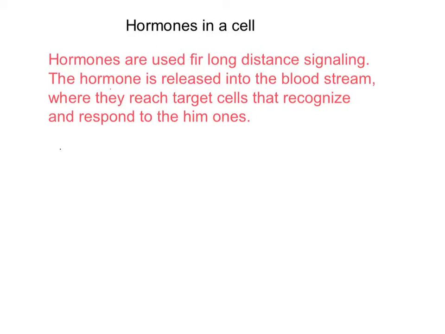You'll also later be asked about hormones in a cell. Hormones are used for long distance signaling, and the hormone is released into the bloodstream so that it can reach its target cells, which collect the information and then respond to the hormones in whatever manner, whether it means that you're starting to become a woman, a man, or you're just going to grow even taller.